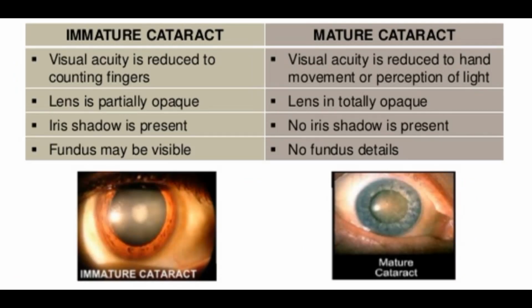Difference between immature and mature cataract. In immature cataract, visual acuity is reduced to counting fingers, and in mature, it is reduced to hand movements or perception of light. In immature, lens is partially opaque, grayish white in color. In mature, it is pearly white in color. In immature, iris shadow is seen. In mature, iris shadow is absent. In immature, fundus may be visible. In mature, fundus is not visible.